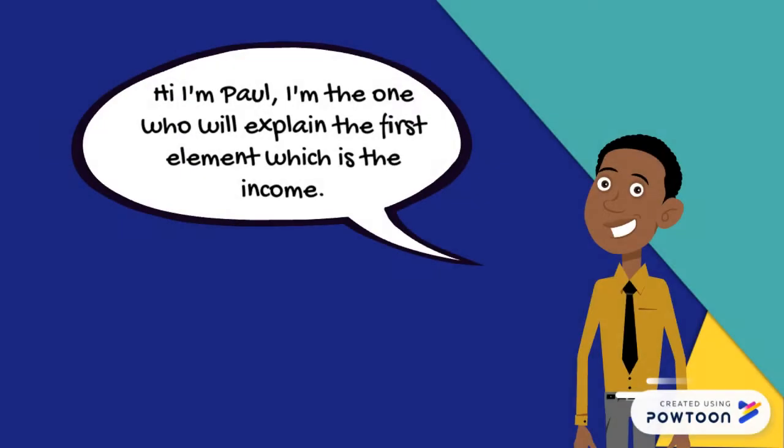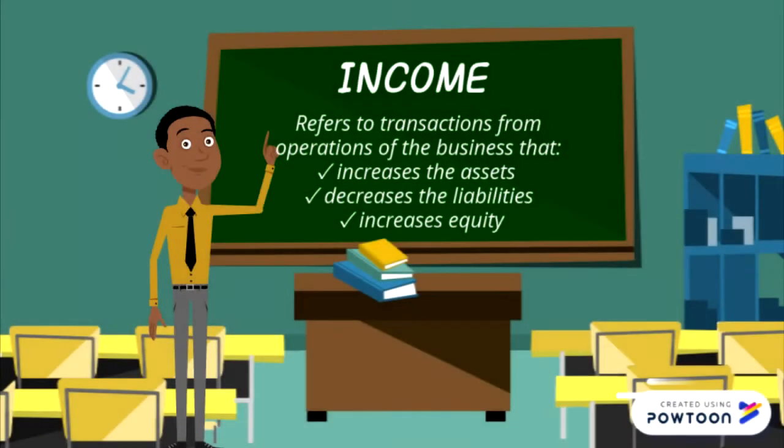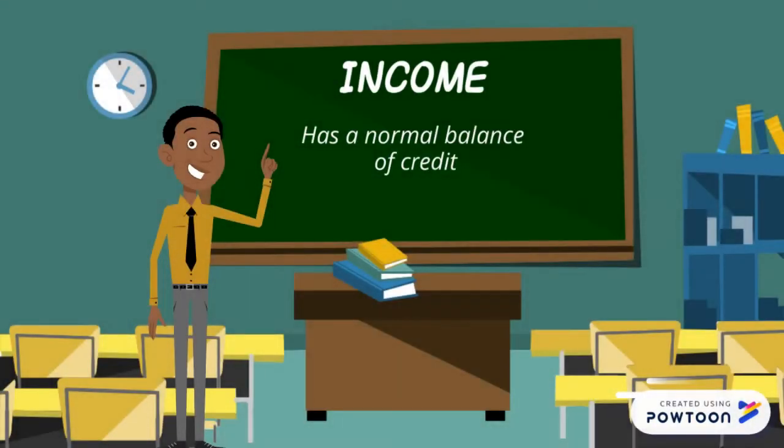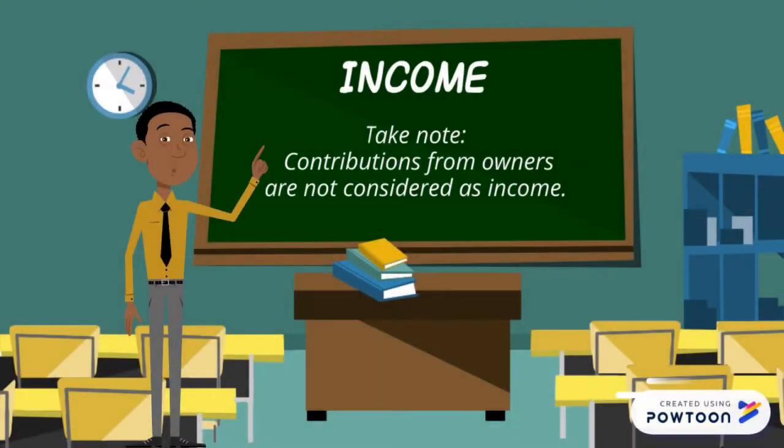Hi, I'm Paul. I'm the one who will explain the first element, which is the income. Income refers to the transactions from operations of the business that increases the assets, decreases the liabilities, and increases the equity. It has a normal balance of credit. Take note, contributions from the owner are not considered as income.